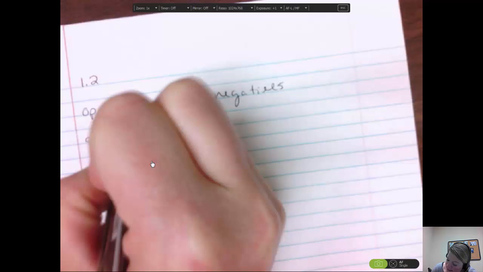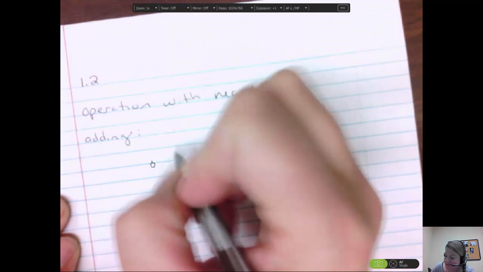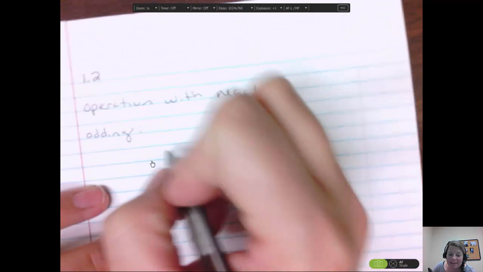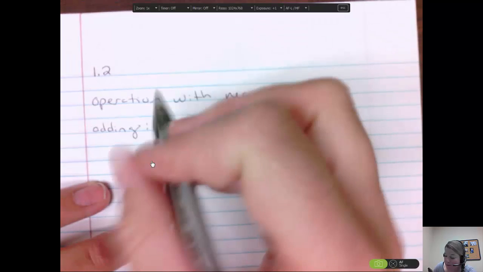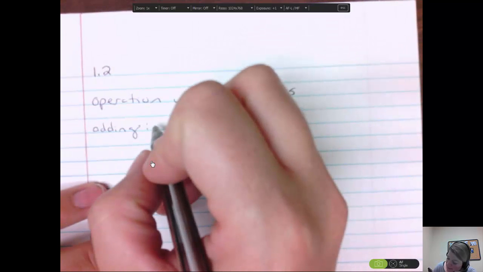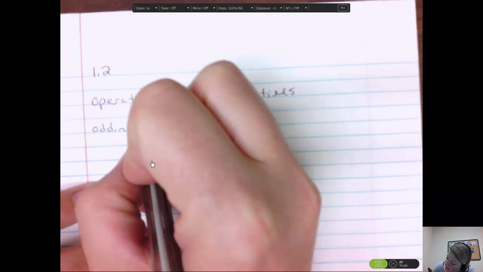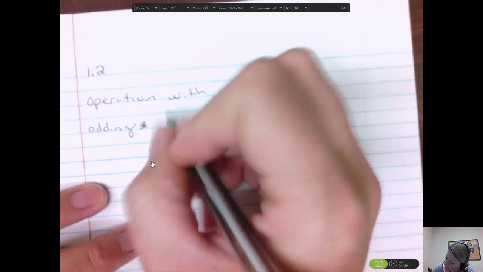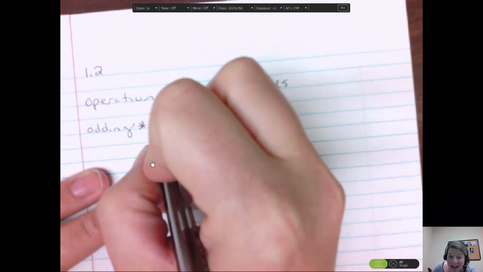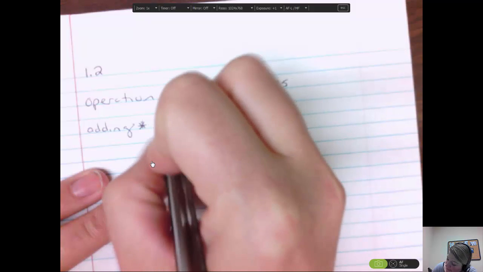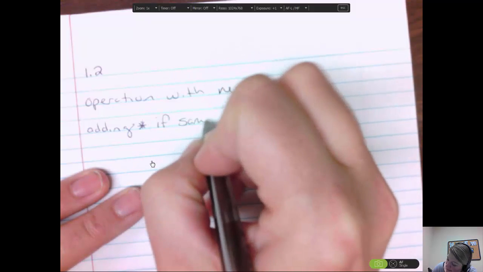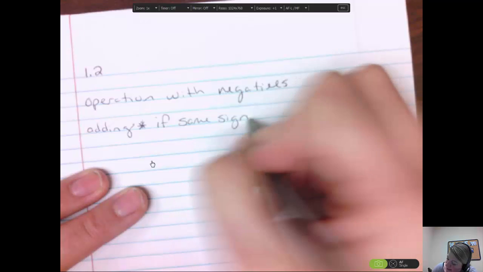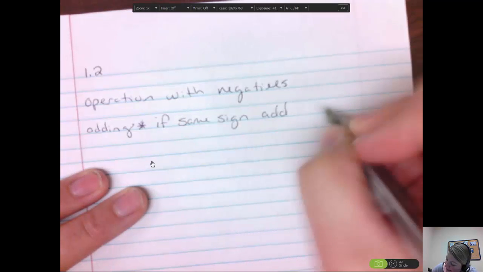So adding, the general rule is to, or I guess there's two general rules. All of a sudden I was drawing a blank here. So let's do the first rule. If they have the same sign, add and keep the sign.